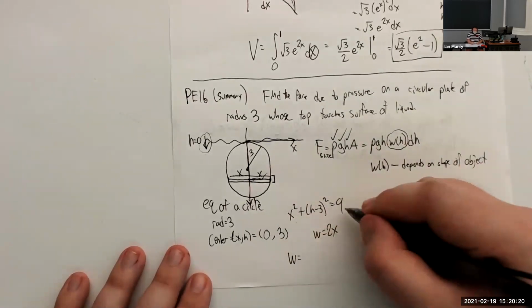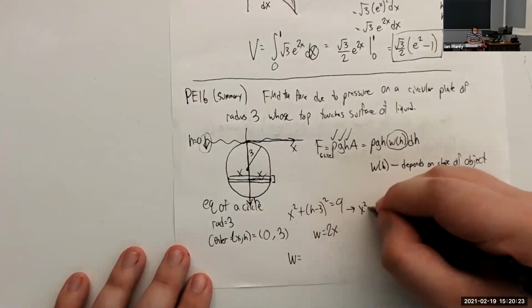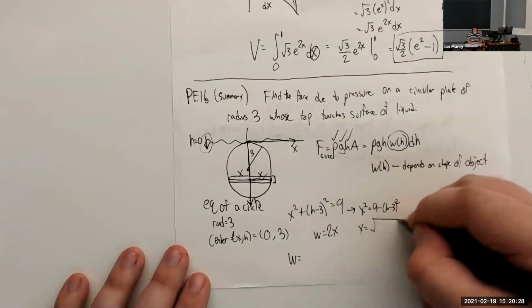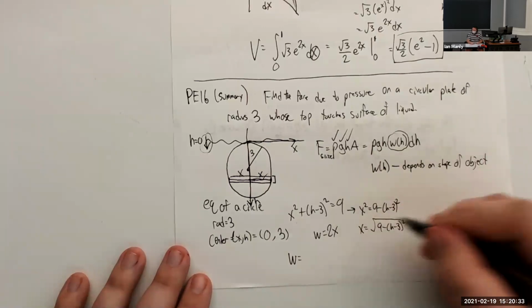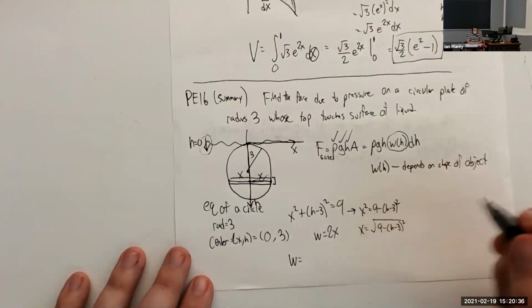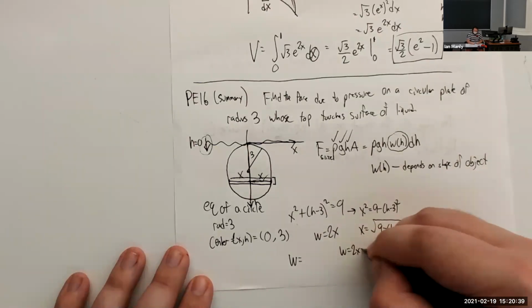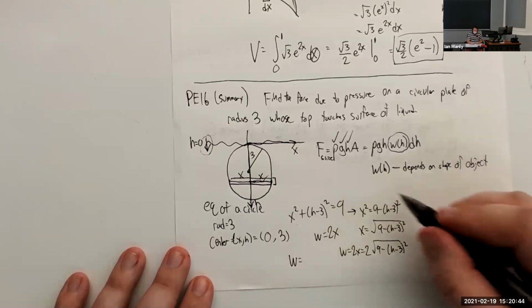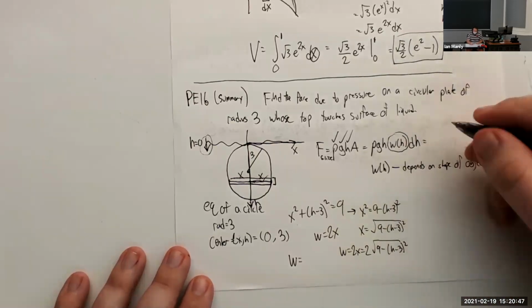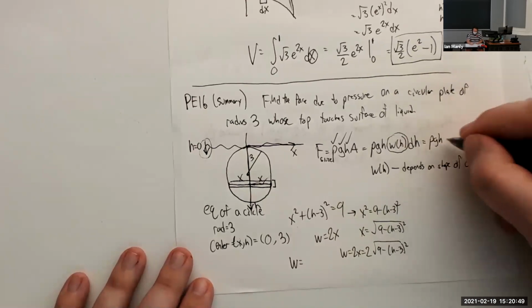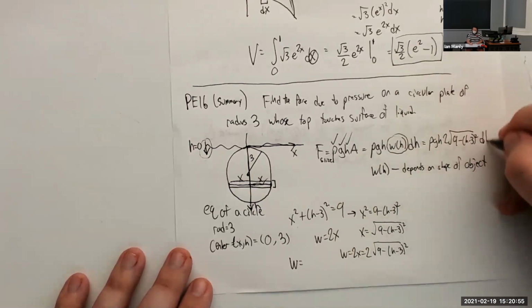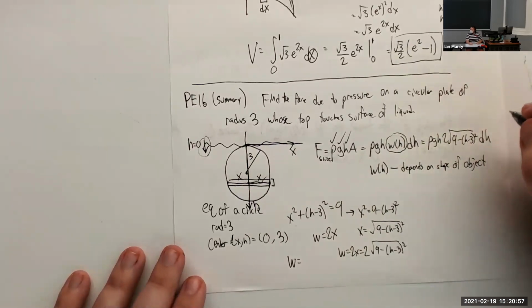All right, so let's see here. So I'm going to have x squared is 9 minus h minus 3 squared. I have x is going to be the square root of this. I'm going to pick the positive square root because we're doing distances here. And then I'm going to double this to get w. So there we go. We were able to find w from all this. So we could take that and put it in here. So our force on each slice will be rho g h and then 2 times the square root of 9 minus h minus 3 squared dh right here.